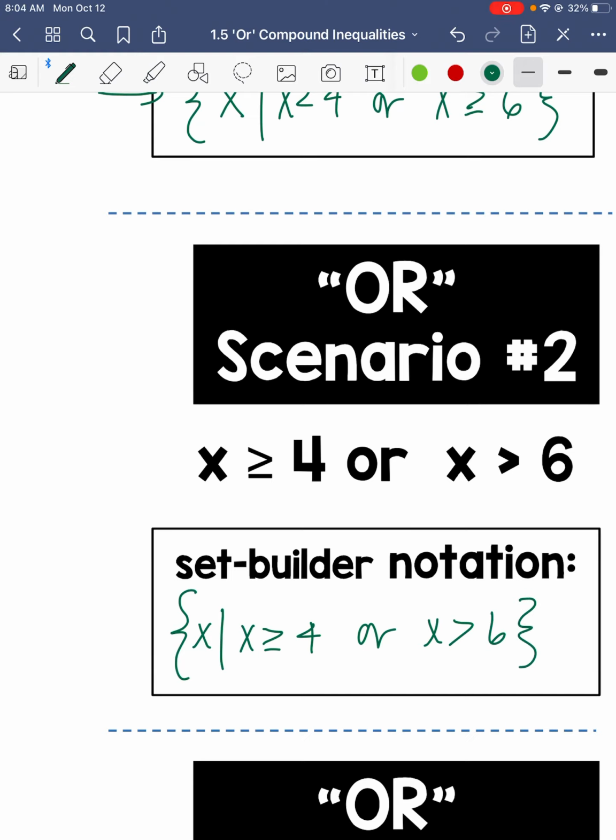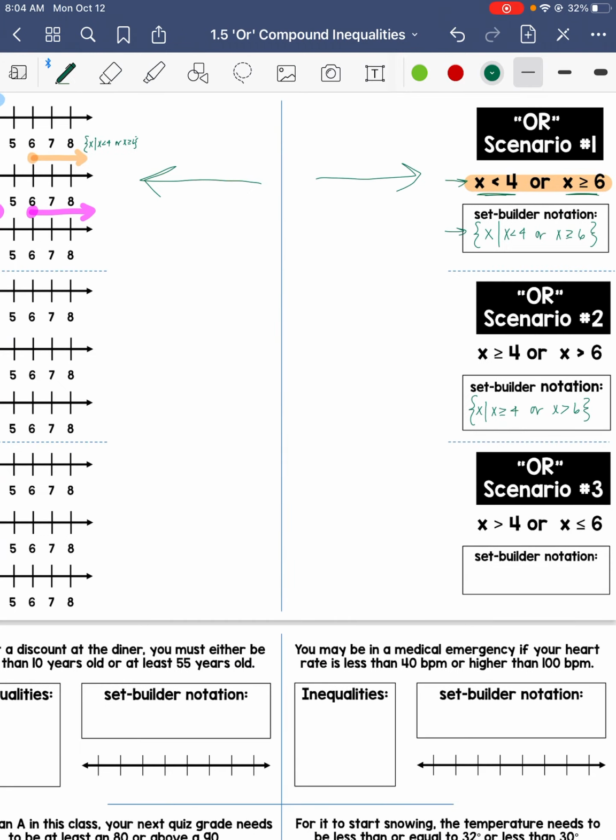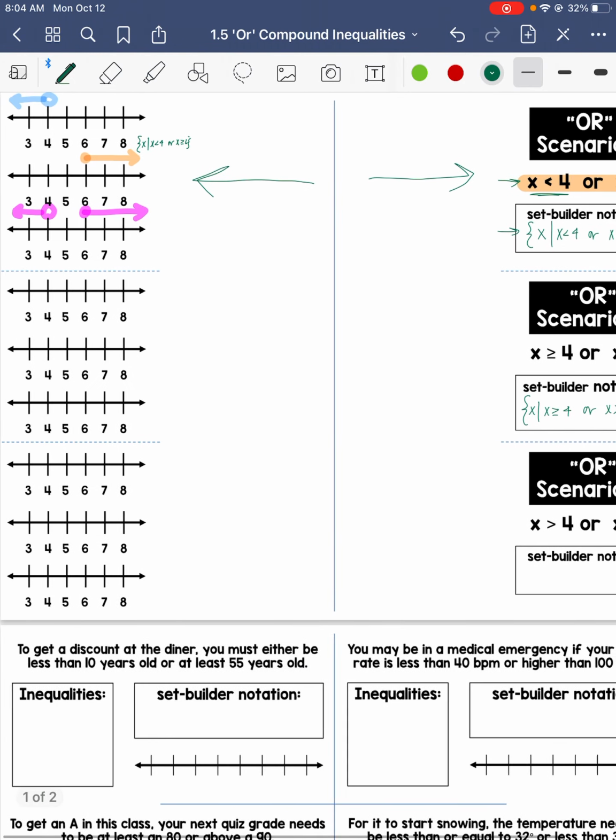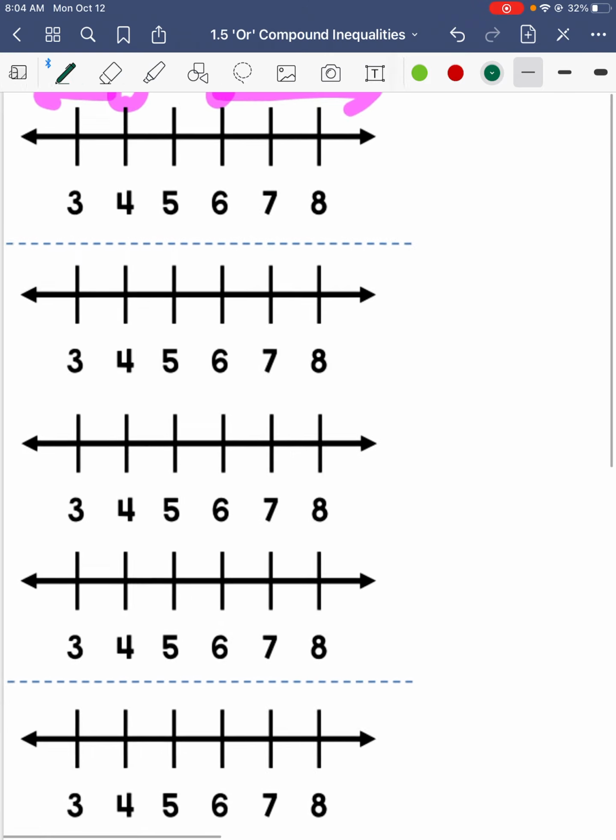Okay, so in our video tomorrow, when we look at the actual notes for this, we'll talk about interval notation here. So we're doing set builder notation right now, and then we'll be doing interval notation. Okay, so let's graph this one over here.